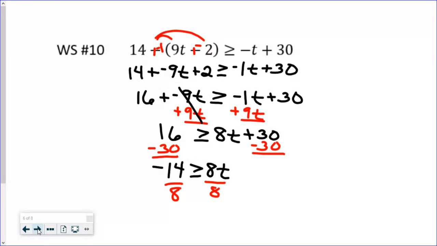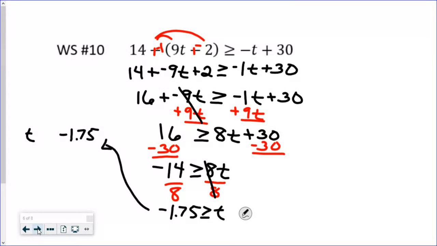Okay, so 14 divided by 8 is -1.75 is less than or equal to t. Okay, but remember, the t needs to be on the left, the -1.75 needs to be on the right, needs to be eating the number. Now, if I need to instead make that a mixed number, I know -1 and I know .75 is the same as 3/4. So just something to notice. You could have taken it from here as well and just reduced it and made it a mixed number if you wanted to.